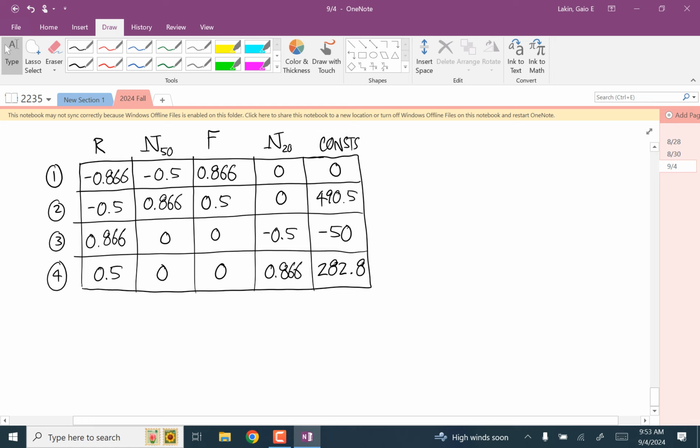And I don't mean to rush this because I want to cover reduced row echelon form next class. I'm happy to talk about it as much as you want if you're having trouble getting this stuff to work. I'm just rushing because we're out of time.